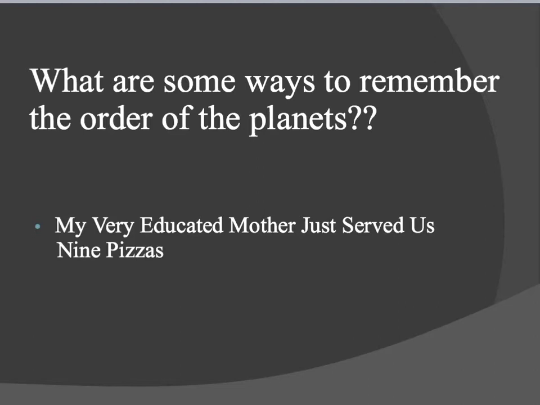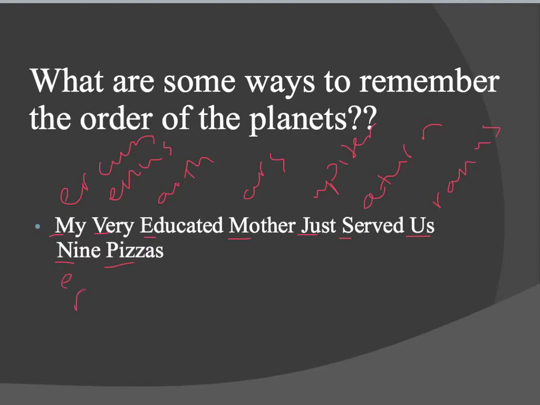Some ways that you can use to remember the order of the planets. The one I learned when I was growing up was: my very educated mother just served us nine pizzas. So M stands for Mercury, Venus, Earth, Mars, Jupiter, Saturn, Uranus, Neptune, and then Pluto. I always include Pluto just because it's good to know where Pluto is still.